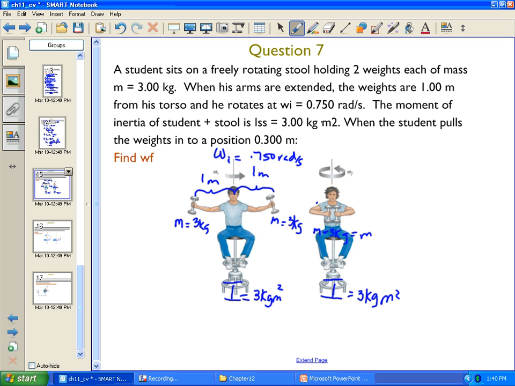What has changed is R sub I, and R sub F, which we're going to call the initial and final location of the masses relative to the axis of rotation. R final is 0.3 meters, and that would be true for both masses as well. So we are asked to determine the change in the angular speed of the student and the stool because of this change in the position of the masses.